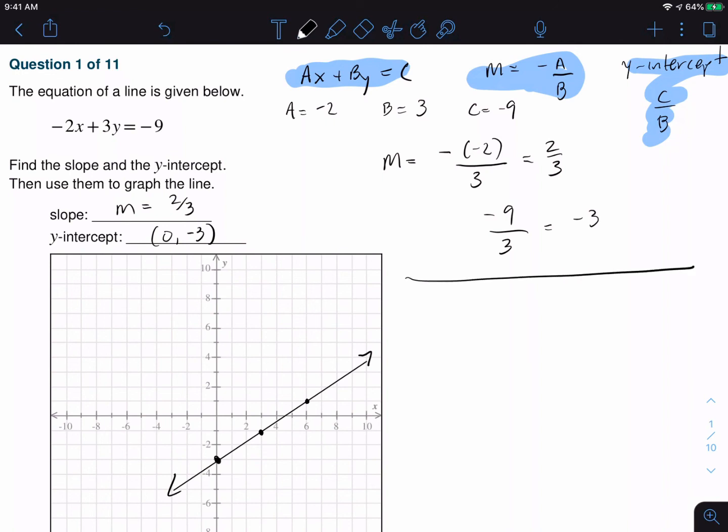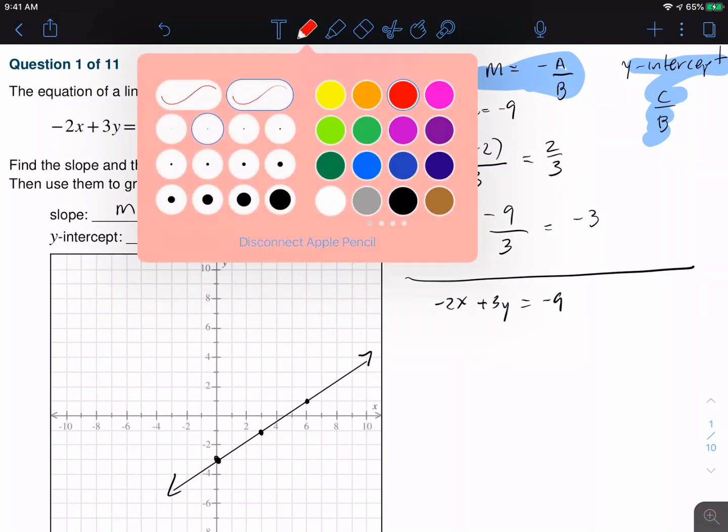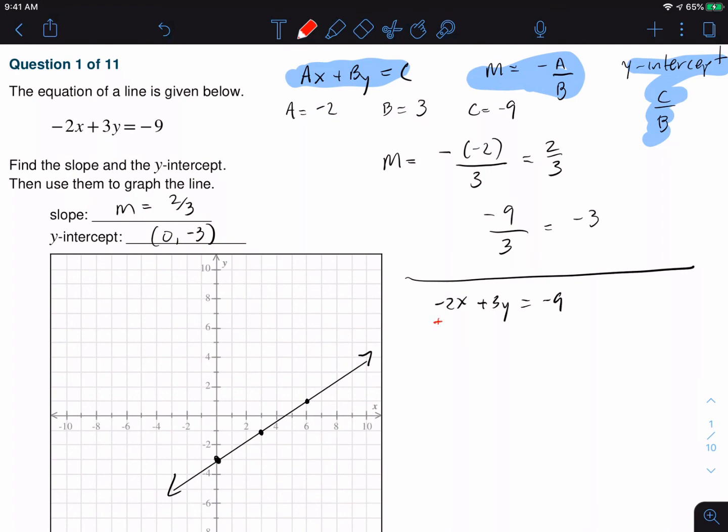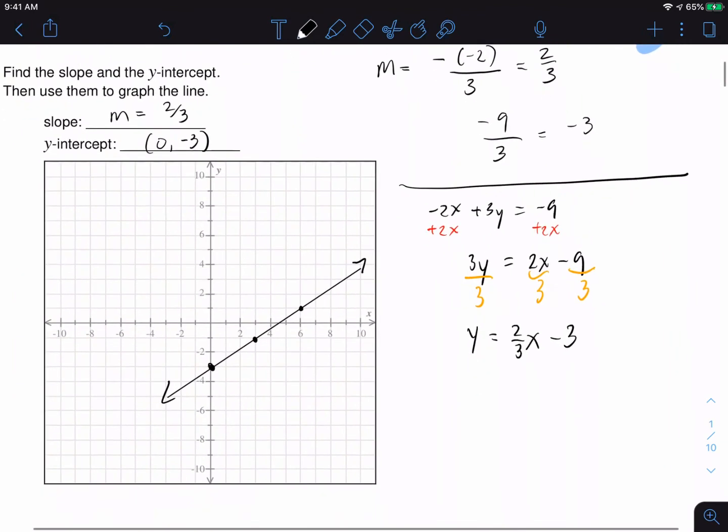So here's another way to do it, just in case you're not liking that shortcut that I gave you from the standard form. Let me just change colors. I want to solve for y. So I'm going to add 2x here, so I have to add 2x to the other side. What that gives me is 3y is equal to 2x minus 9. Then I'm going to divide everything by 3, and that gives me y is equal to 2/3 x minus 3. And remember, it's y is equal to mx plus b. So we see the m is the 2/3, and our b is a negative 3. Correct?